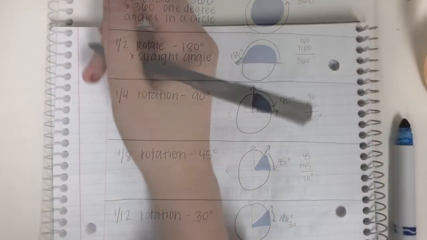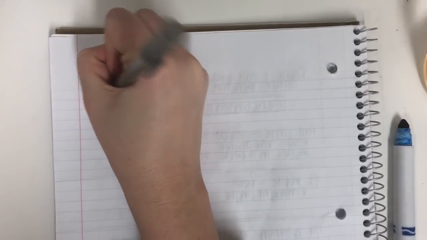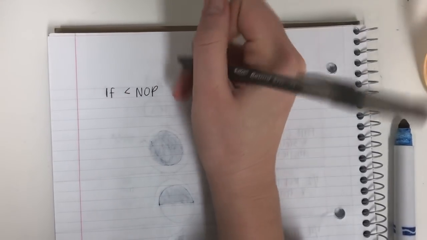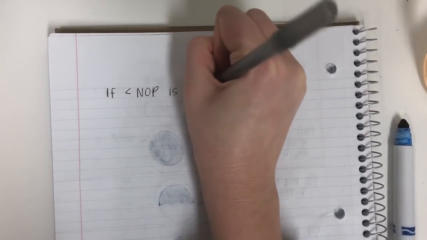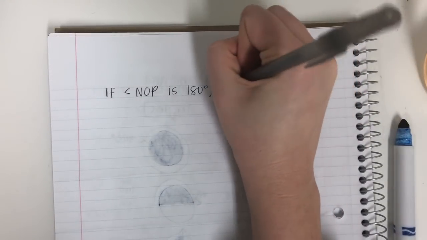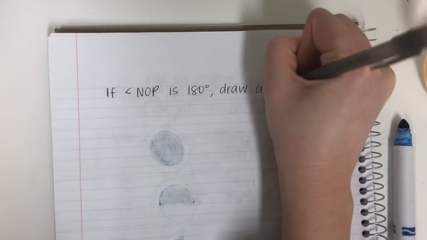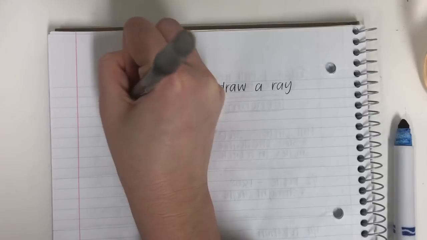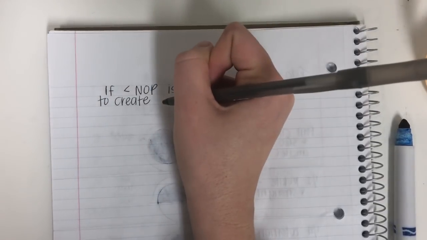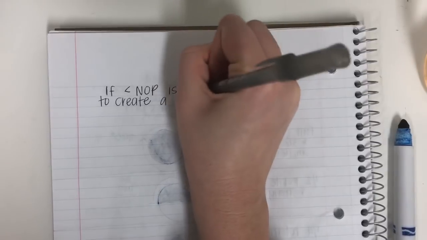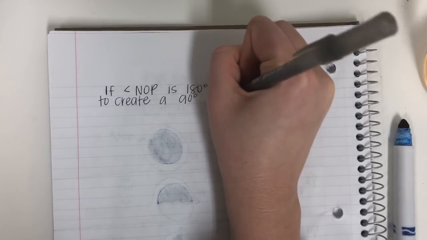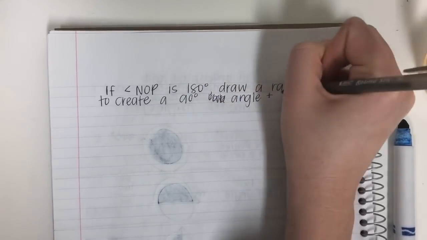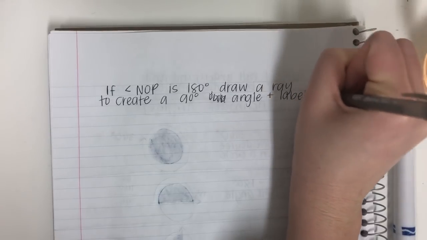Okay, all right, here's our example. If angle NOP is 180 degrees, draw a ray to create a 90-degree angle and label it.